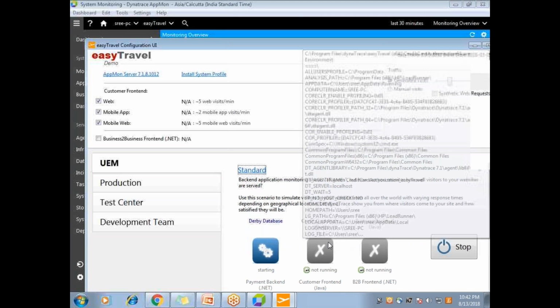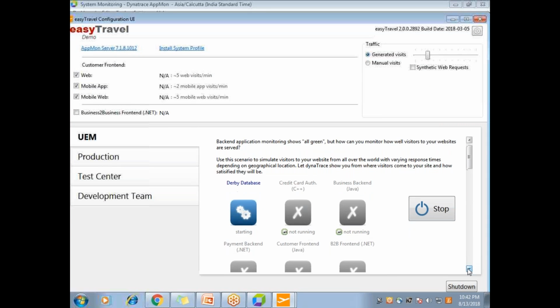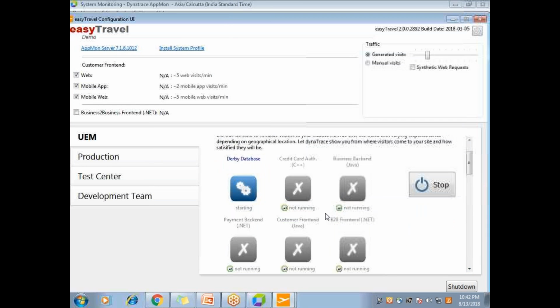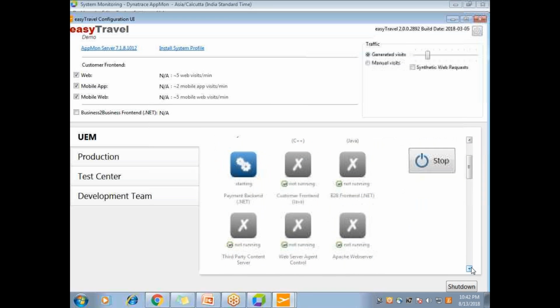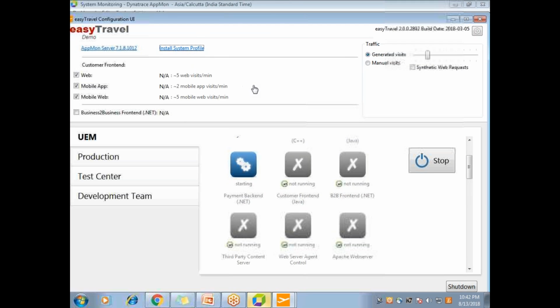Now I'm starting all the servers. This application contains multiple servers. Let's talk about the architecture, what these servers are and how they work, later. Right now, let's just concentrate on the traffic. Once this application starts, I'll be able to monitor it, and you'll get a very good idea about AppDynamics.